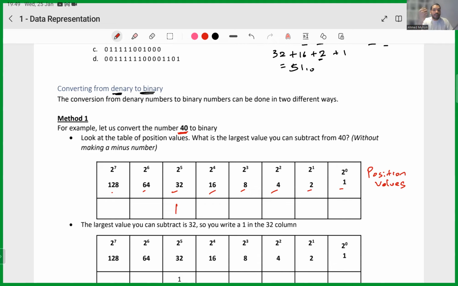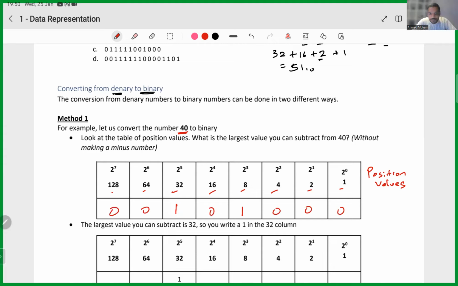So now 8 is closest to which position value? Yes, it is closest to 8, because that's the closest it gets. Do we have anything else remaining? 8 minus 8 is equal to 0. There is no remainder. So for the blank boxes, all you do is simply put 0, 0, 0, 0, 0, 0.